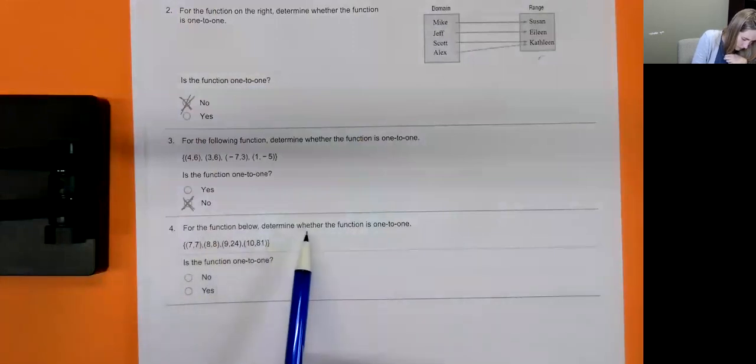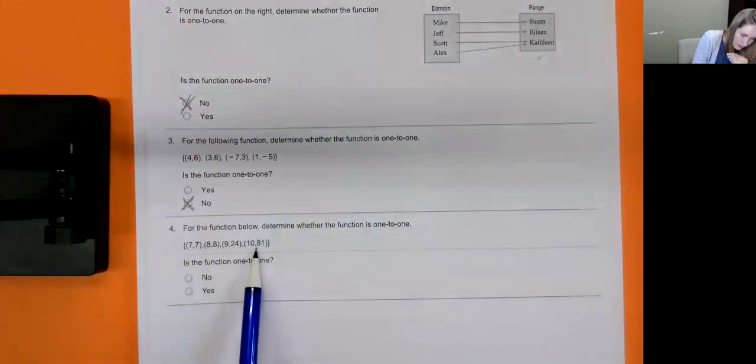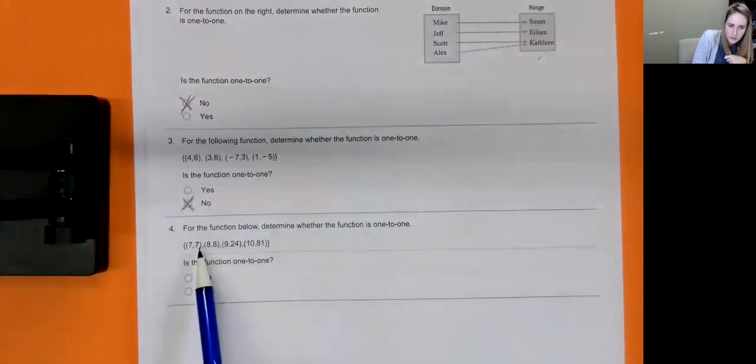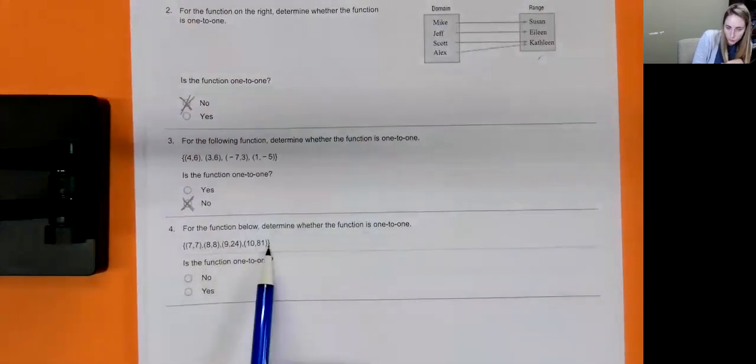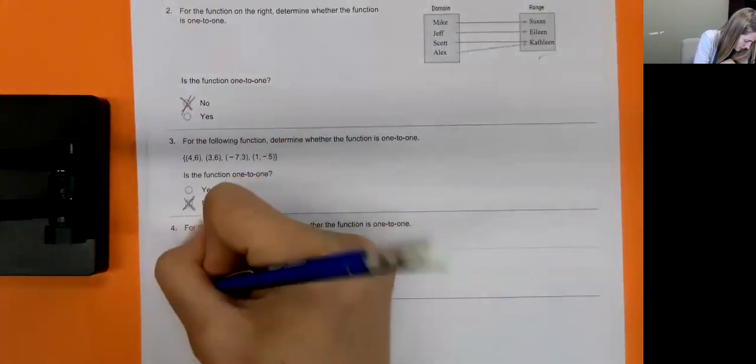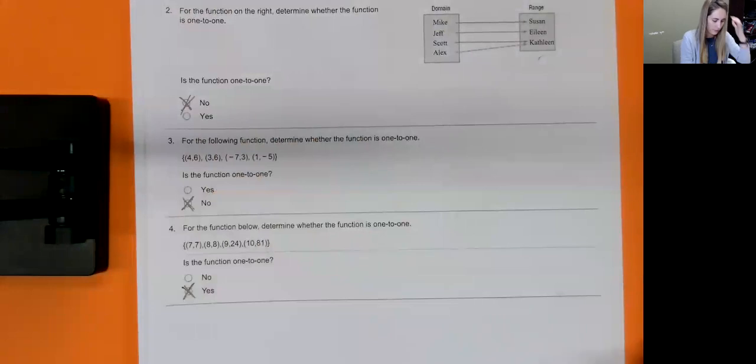For the function below, determine whether the function is one-to-one. So 7, 8, 9, 10. No repeating x values, 7, 8, 24, 81. So no repeating y values. So this one would actually be a one-to-one function.